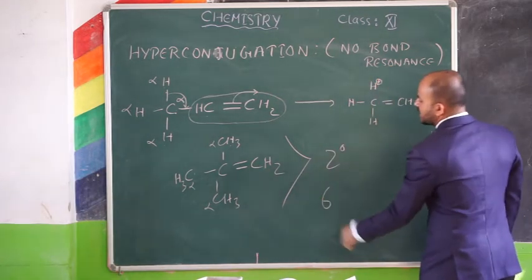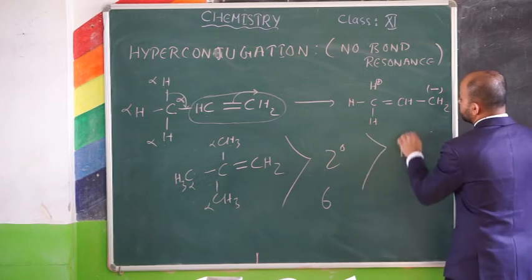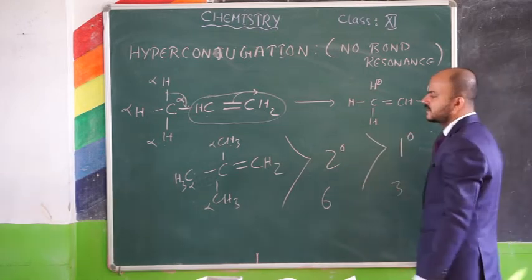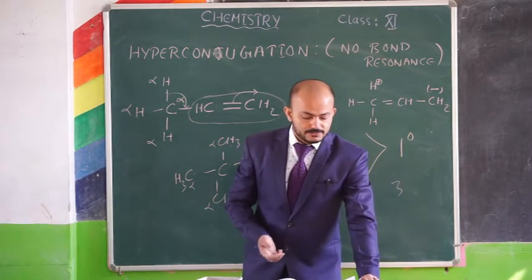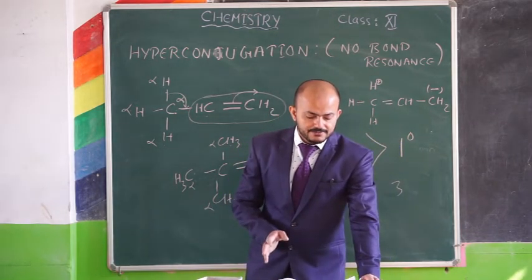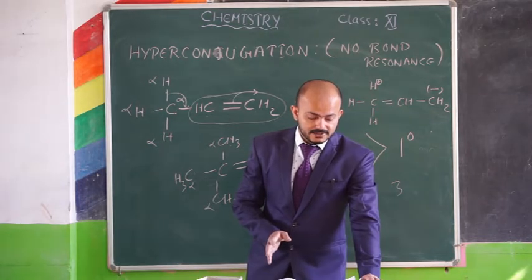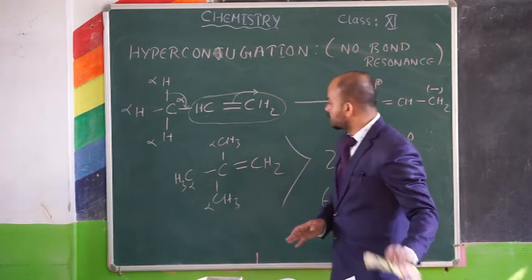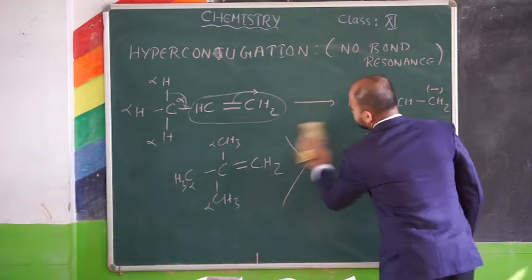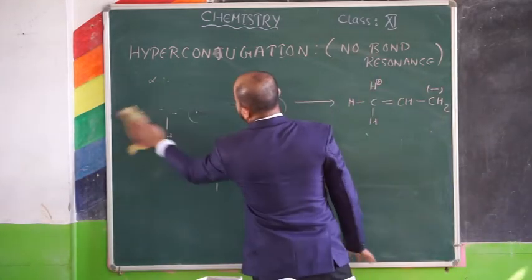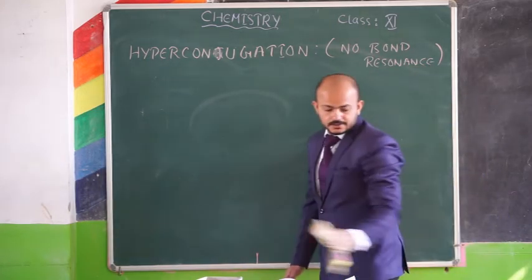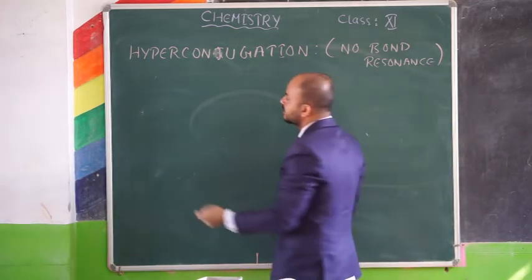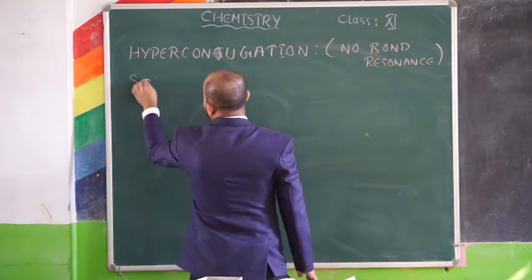Secondary will have 6 alpha hydrogens, and then comes first degree. First degree will have 3 alpha hydrogens, and respectively that many hyperconjugated structures. So the significance of the hyperconjugation effect is given. Now here, the stability of alkenes, they have compared between different structures. So let's discuss this part. Significance means you can say application.